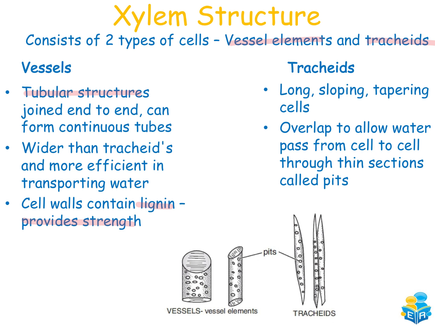The tracheids then on the other hand, they're long sloping tapering cells, and what we mean by tapering is they're kind of cut at an angle up here at the top and the bottom, and they overlap to allow water to pass from cell to cell through thin sections called pits. So rather than the water moving up and down, most likely in the vessel elements, the water is actually going to move side to side in the tracheids. And one thing to keep in mind here is that these xylem cells are actually all dead cells. So they're not living, they're dead cells. So just keep that in mind for later on. So we have our vessel elements and our tracheids then for xylem.